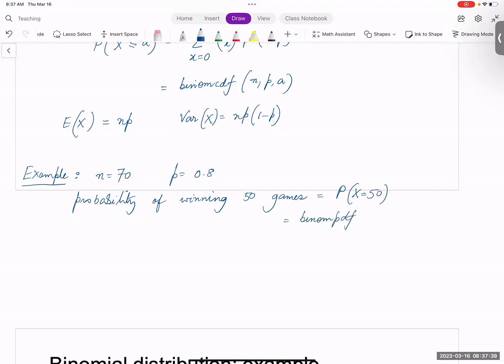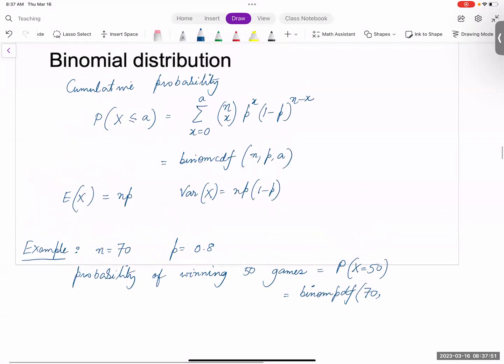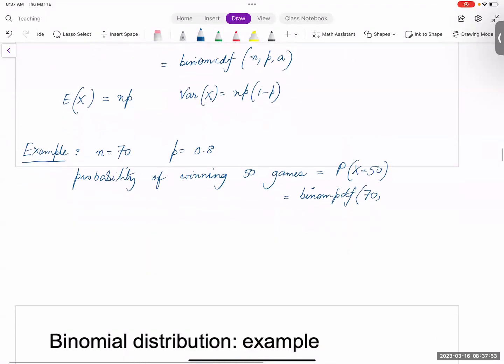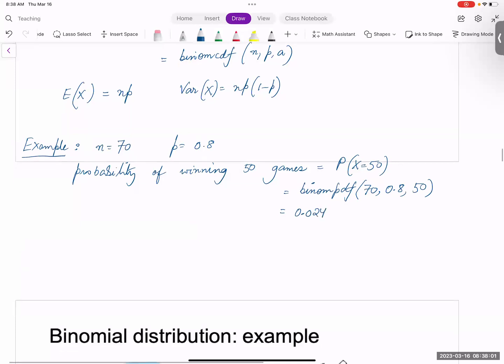If you have calculators right now, I would like you to actually use the calculator and compute the final answer. The arguments should be n is 70, p is 0.8, and x is 50. You should get an answer of 0.024.